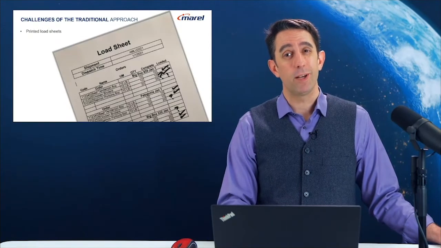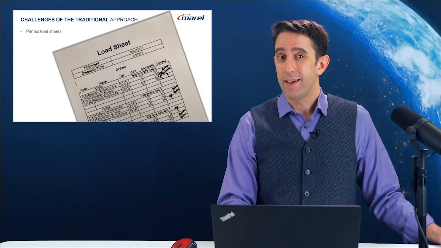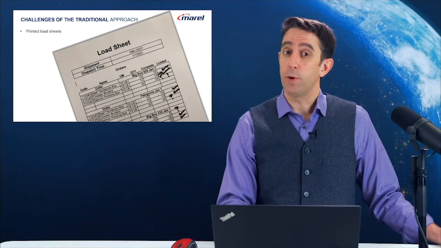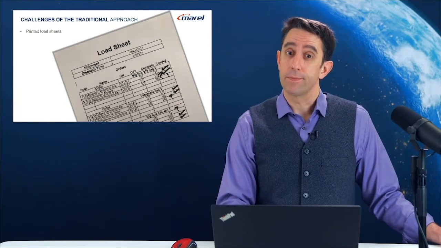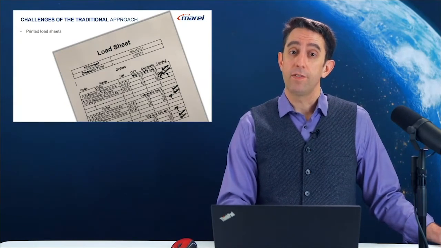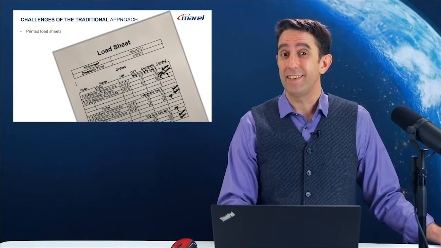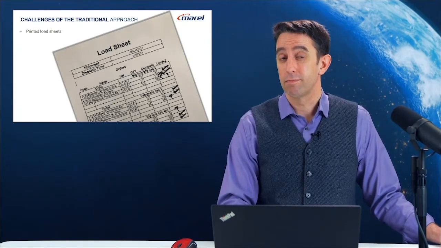Let's talk about the printed load sheets. It's hard to have visibility on the loading status without talking to the crew. It's also hard to communicate changes. If the pallet was allocated incorrectly, can they easily identify the problem in this situation?